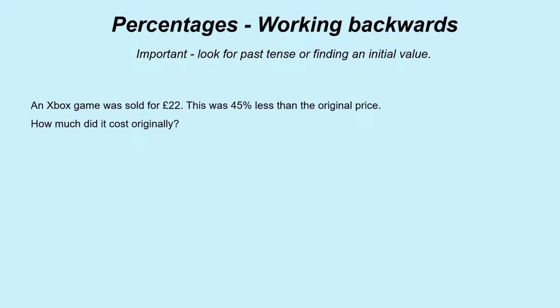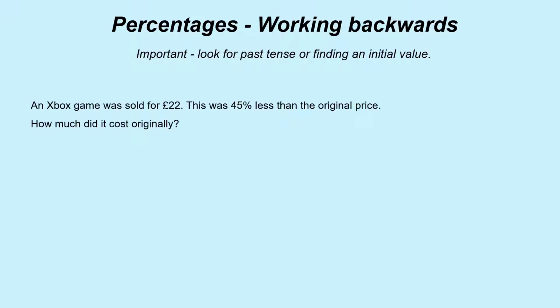Today we're going to look at percentages and specifically working backwards with percentages. What's quite important here, and I put a little note up at the top of the page, is to look for something in past tense or for initial or original values. I'm going to show you three examples that look at different types of key questions that you'll see regularly, and hopefully that will give you a flavour of what kind of things you might encounter.